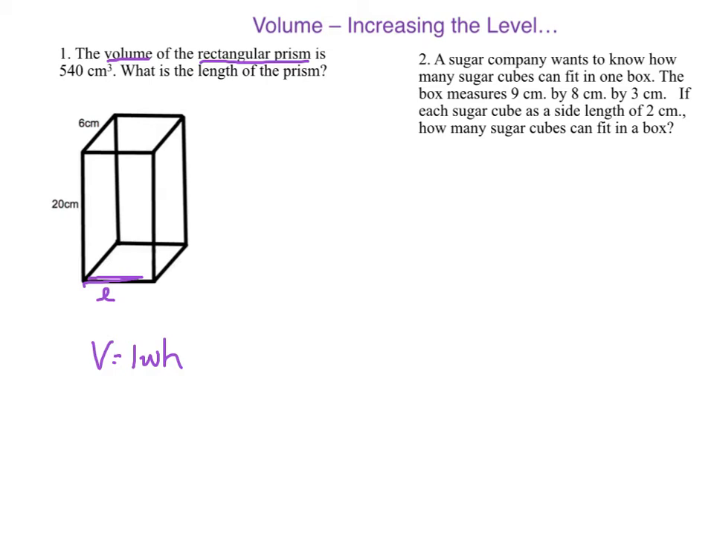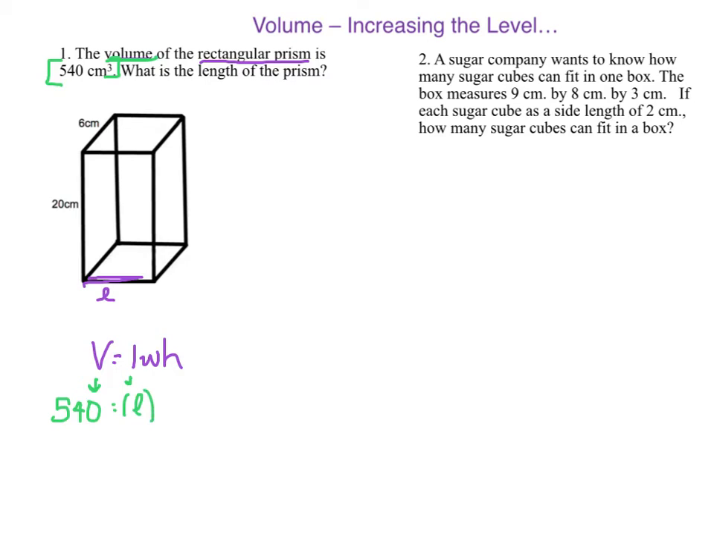Now just like before, I'm going to plug my numbers in, except I need to be careful to figure out which numbers go with which variable. In the problem it tells me the volume is 540. So that means I need to plug it in under V. The volume is 540, so I plug it in under V. I now know the volume. I don't know the length. So if I don't know the length, I'm going to leave it as a variable.